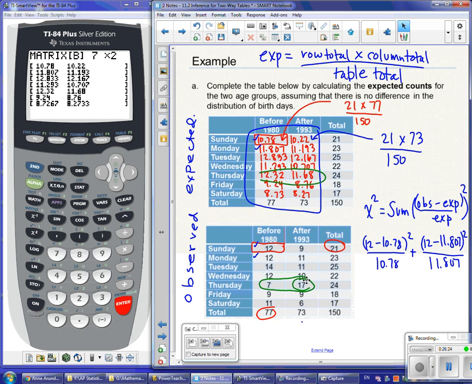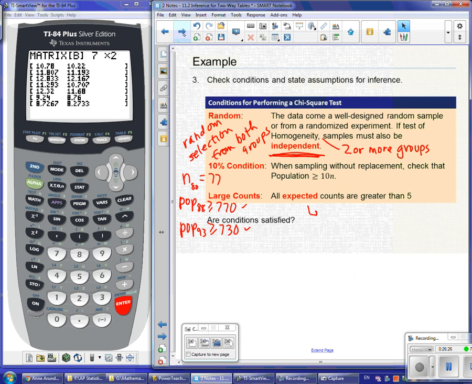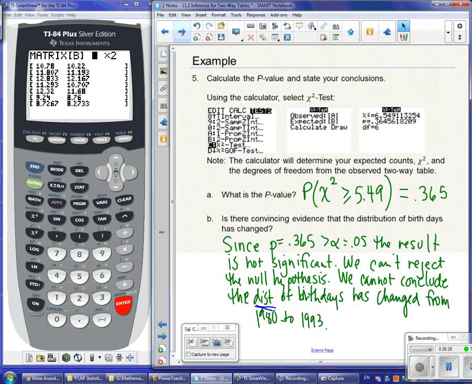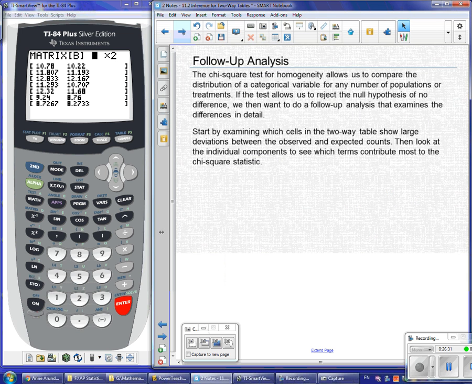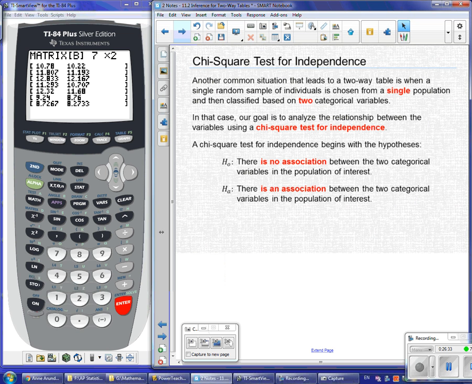Our focus today is just going to be on the test itself, and then we'll talk about the follow-up analysis a little bit later on. So let's talk about the other type of chi-square test. The chi-square test for independence is when we have two variables. We have one group of people and two different variables.